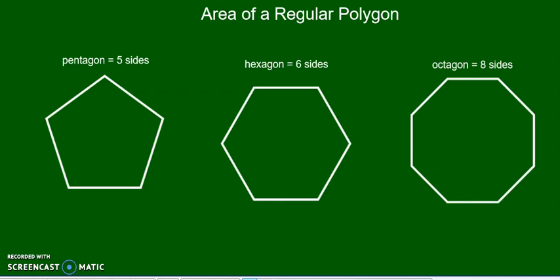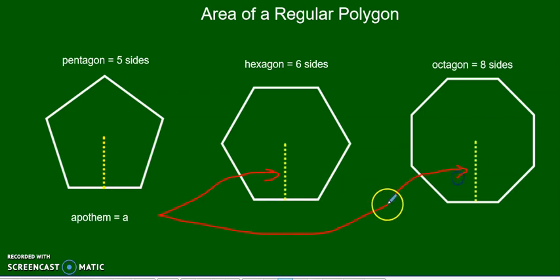So we need something called the apothem. It goes from the center of the polygon straight down, 90 degrees, to the base, the center of the base. So we go like this, and this is called the apothem. Let's write that down. This measurement here is called the apothem. Same thing here, and so is this. Each regular polygon will have an apothem.